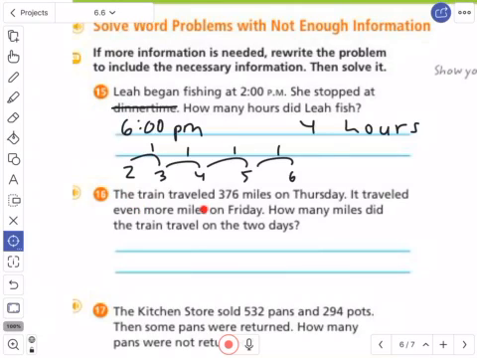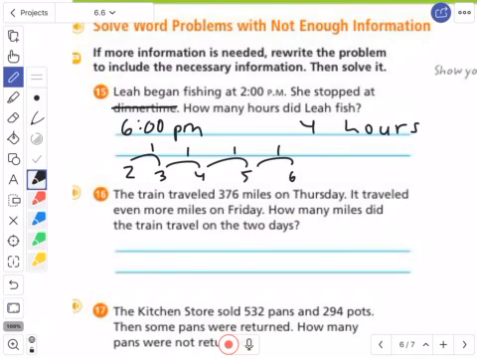Number 16, the train traveled 376 miles on Thursday. It traveled even more miles on Friday. How many miles did the train travel in the 2 days? Well, this one, I can't use even more miles. I need to pick a number. I'm just going to say it traveled 200.